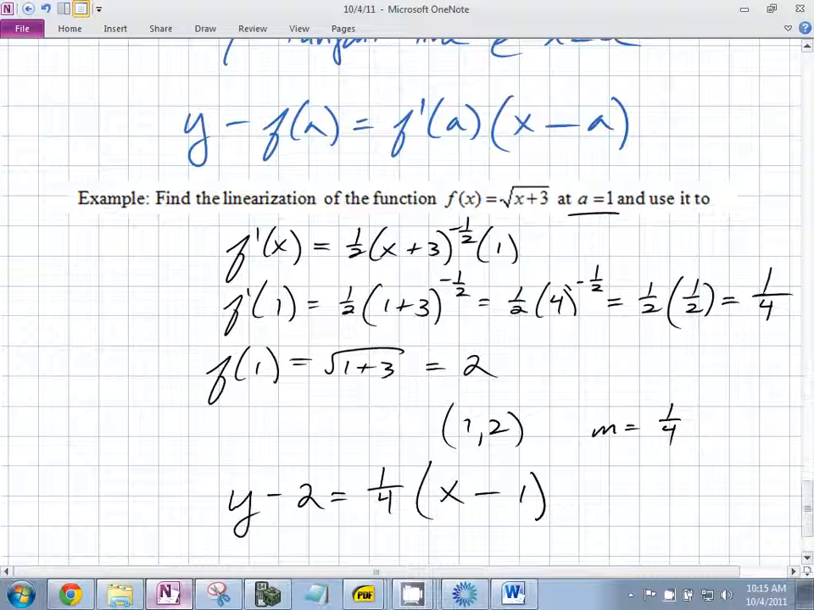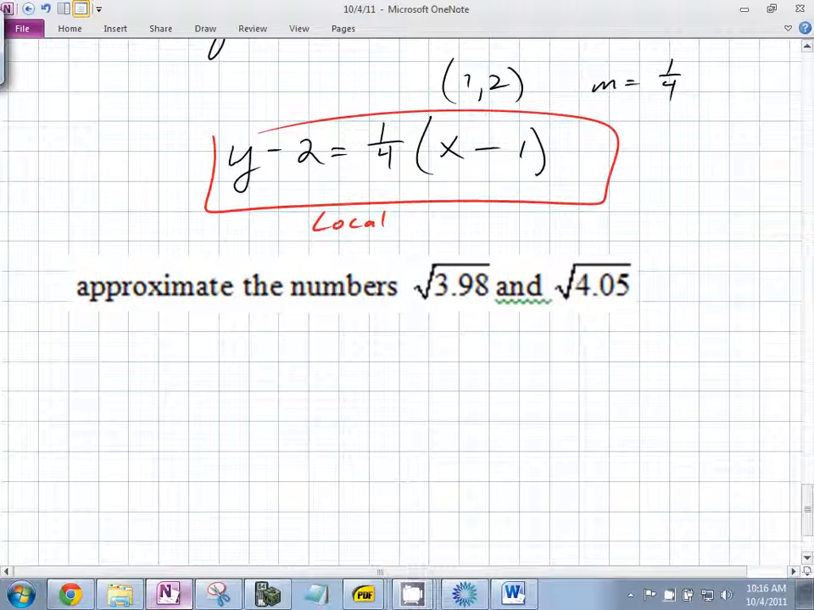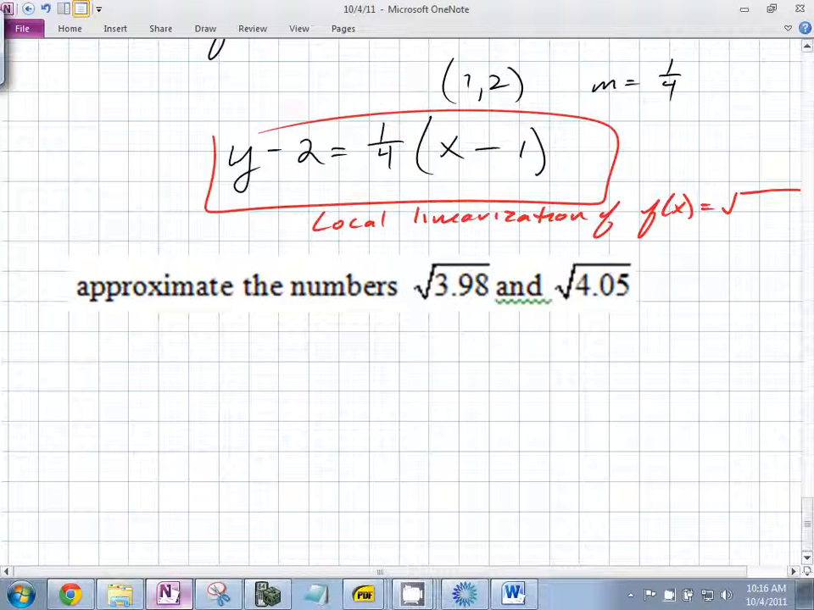So how many different linearizations can you write? At a given point, there's only 1, right? But if I asked you for the linearization at a equals 2, is that a completely different line? Yeah, it's a completely different tangent line. So when you're asked for the local linearization, all they're asking you to find is the tangent line. That's it. So it's sort of like derivative again. That is the local linearization of f of x equals the square root of x plus 3 at x equals 1.